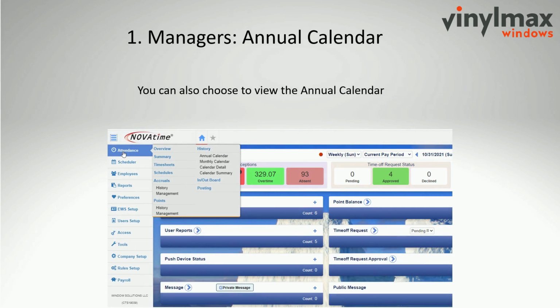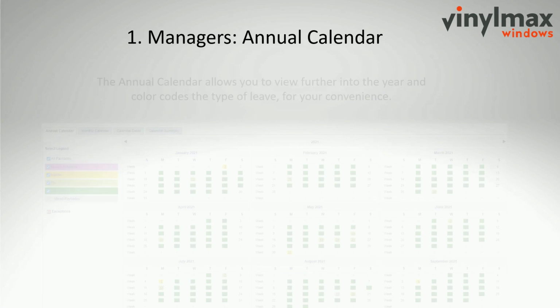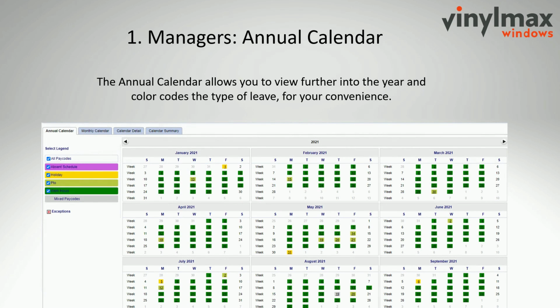Another option that managers have is to view the annual calendar. For this, you need to go back to the hamburger menu, click on Attendance, then click on Annual Calendar. When you are in the annual calendar view, it allows you to view further into the year and once again color codes the type of leave for your convenience.